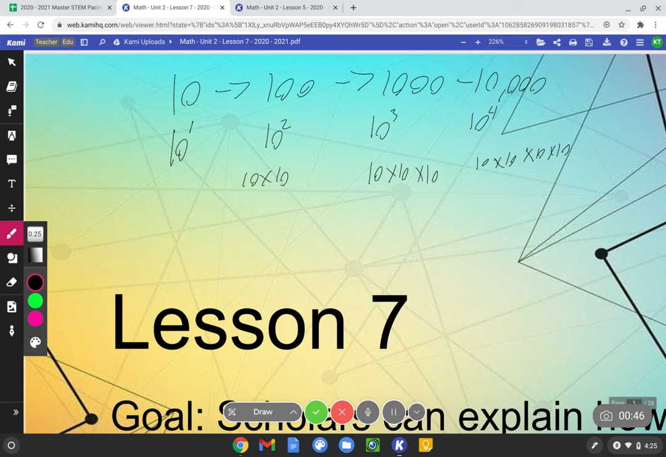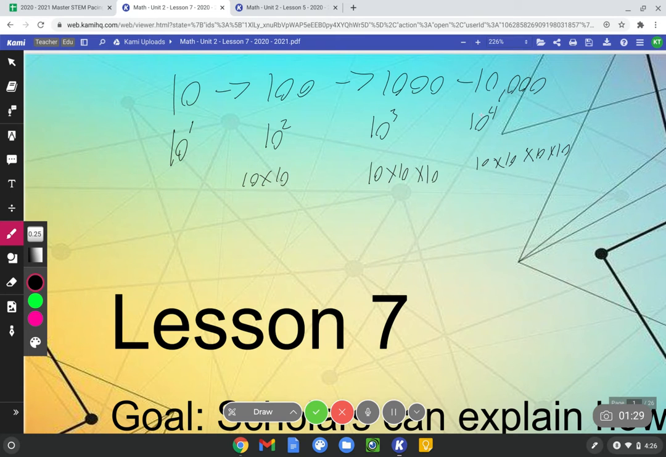So we have 10, 100, 1,000, and then 10,000. So remember 10 to the power of 1? That's 10. Now 10 to the power of 2, that is 10 times 10, which we know is 100. 10 to the third power, 10 to the power of 3, that's 10 times 10 times 10, which equals 1,000. And our last example here is 10 to the power of 4, which is 10 times 10 times 10 times 10, which gives us 10,000.